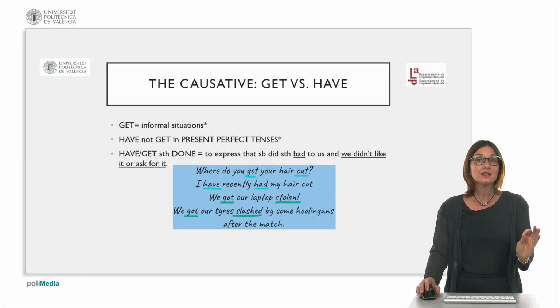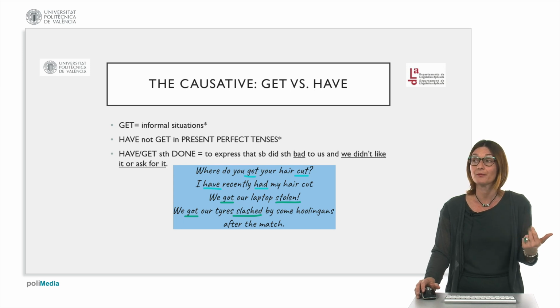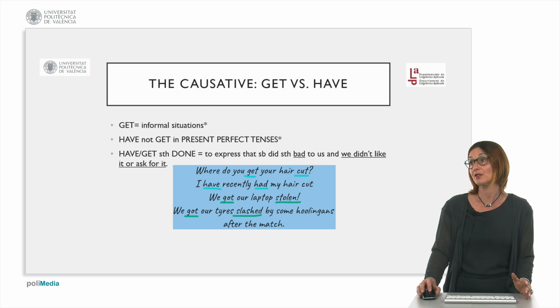Right, there is a slight difference in meaning between get and have. Get is used in informal situations. We can say, where do you get your hair cut? Okay, but there is a restriction. You cannot use get in present perfect tenses. So in those cases, you need to use have. I have recently had my hair cut.